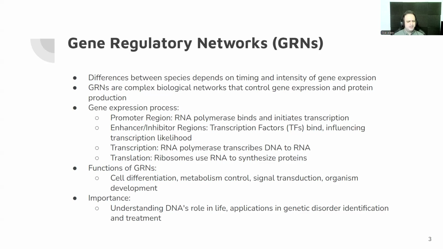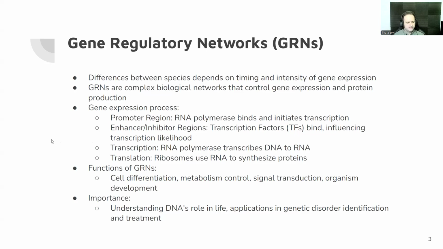And just to simplify the gene expression process, it consists of many entities, but some of the important ones are the promoter region on the DNA, which basically indicates the starting point of a gene and the starting point of transcription. We have enhancer and inhibitor regulatory sites that increase or decrease the likelihood of transcription. And we have the transcription process, in which DNA is turned to RNA, and also translation, in which we build proteins out of the RNA.